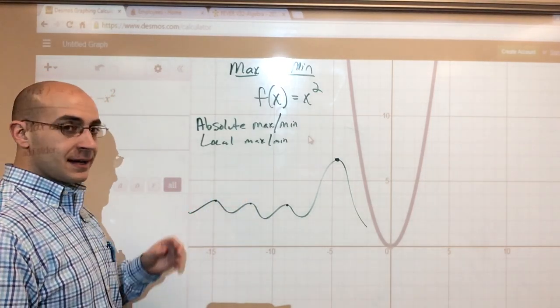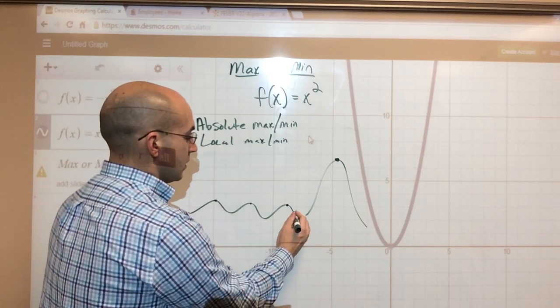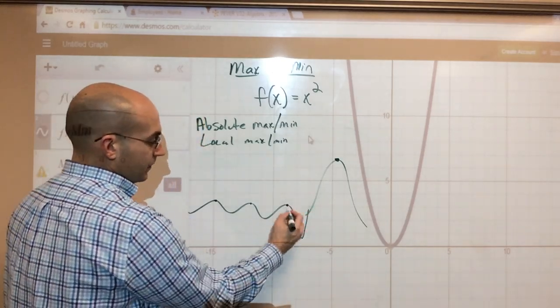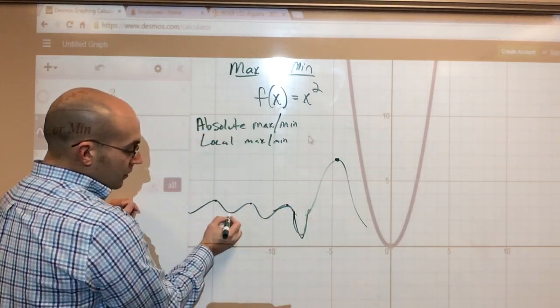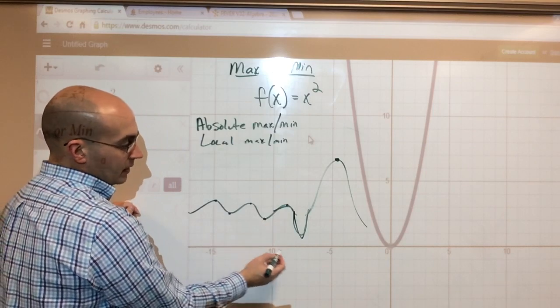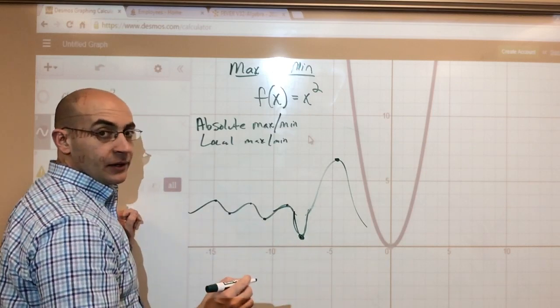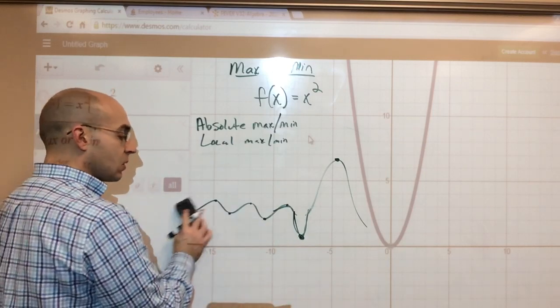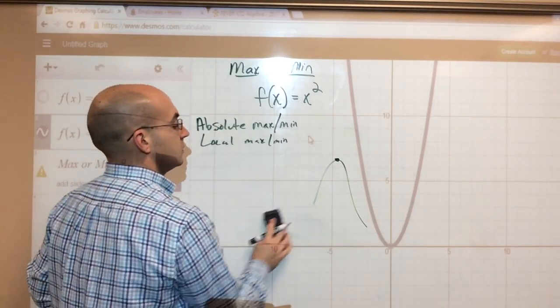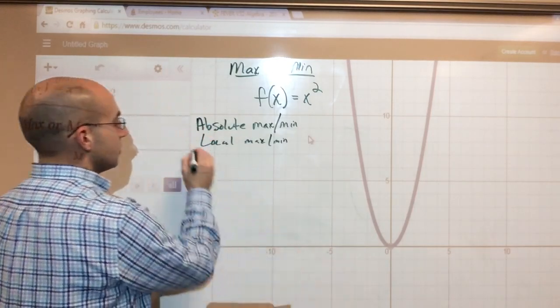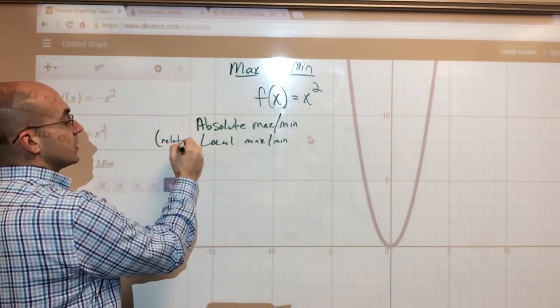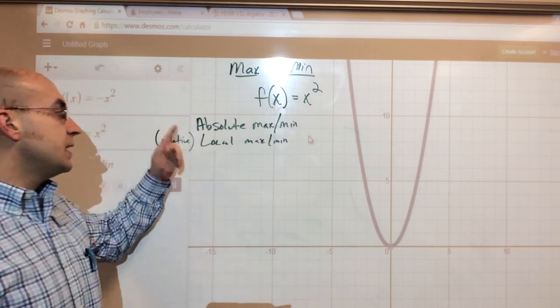So there are local maxes and local mins. I should probably do this. So here, it's really bad. This would be a local min, this would be a local min, but this would be the absolute minimum value. Okay, so there's a local or relative. That's another word that you can use here, relative, because it's relative to its location. And then there's an absolute.